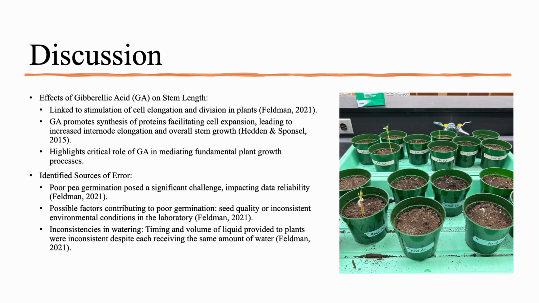To address these errors in future experiments, we decided that careful implementation of controls will be essential. Addressing challenges related to pea germination is critical for ensuring experiment reliability. Variations in environmental factors like temperature, humidity, and light intensity can influence plant growth and introduce variability in experimental results.